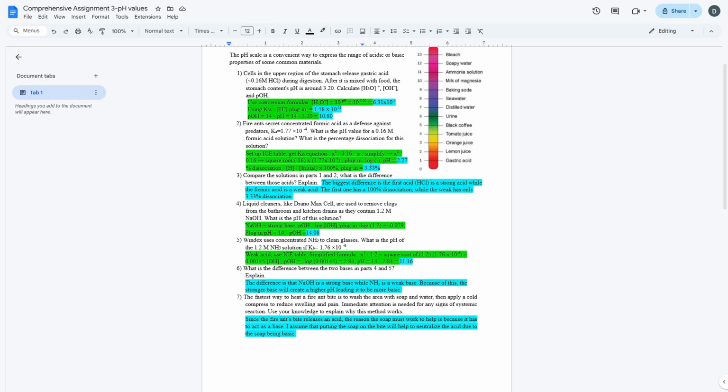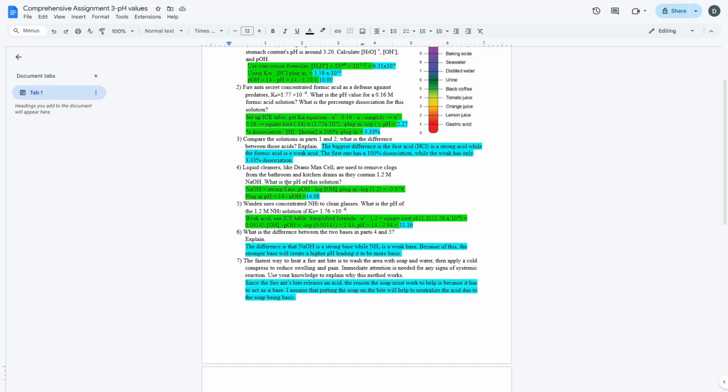Comparing the parts for question 3, the biggest difference is that the first one in part 1 is HCl, which is a strong acid, so it will dissociate completely, while the second acid in part 2 is a weak acid, so it won't. You can see that the first one is going to dissociate 100% being HCl, but for the second one, the percentage dissociation only shows 3.3%, which is a massive difference. So one's strong, one's weak.